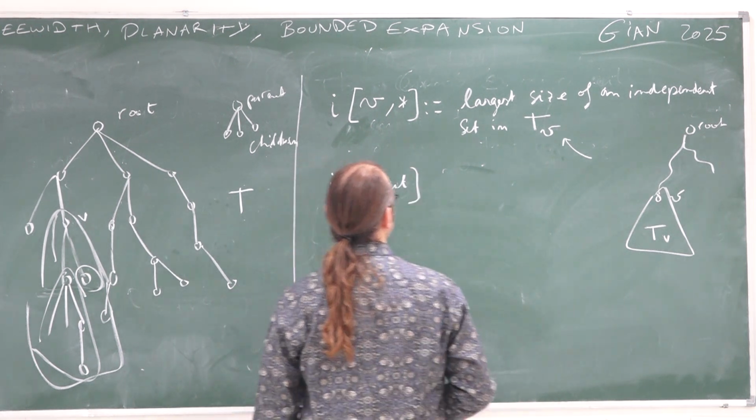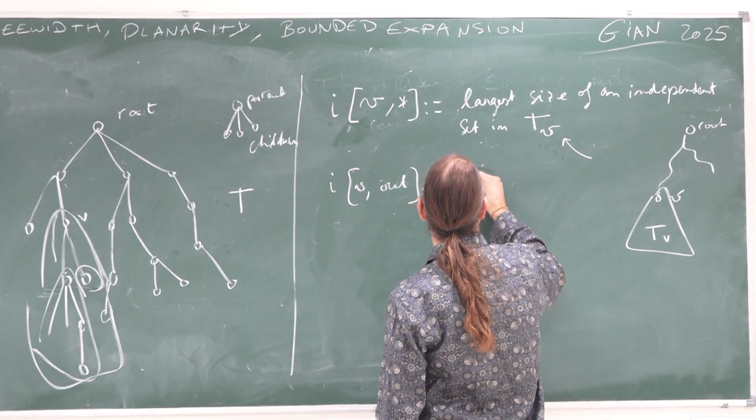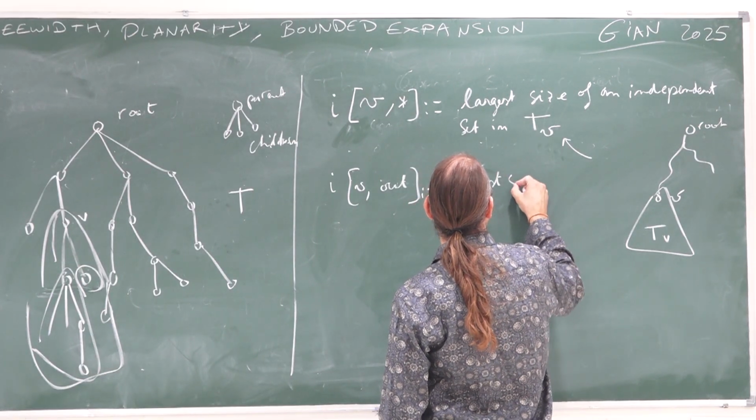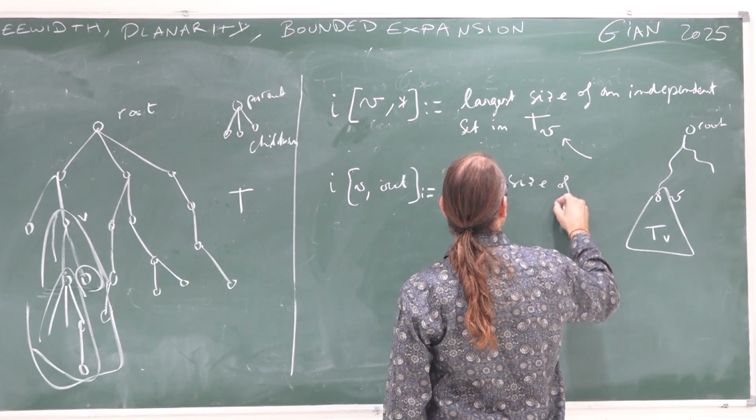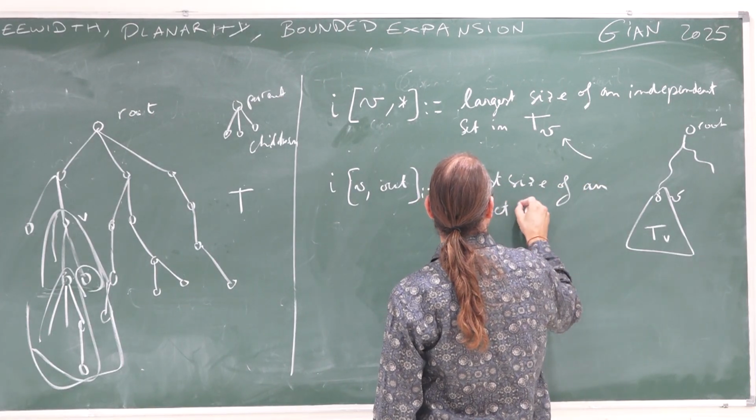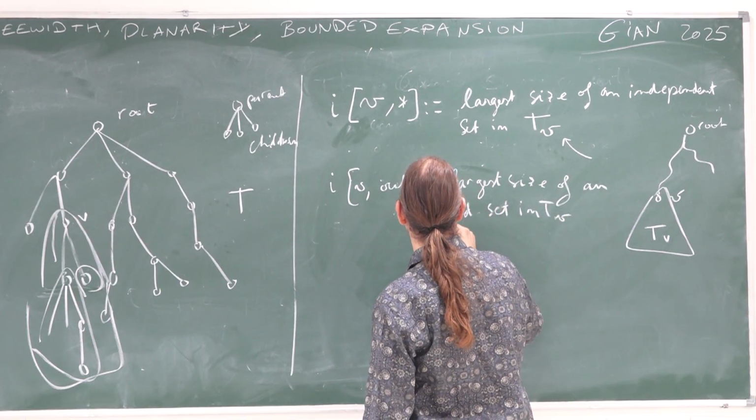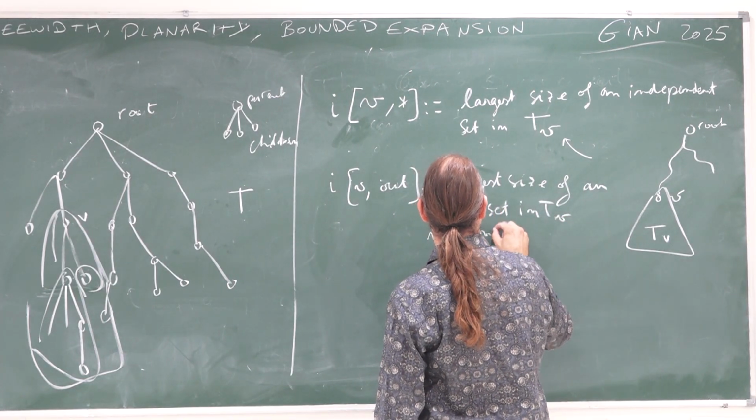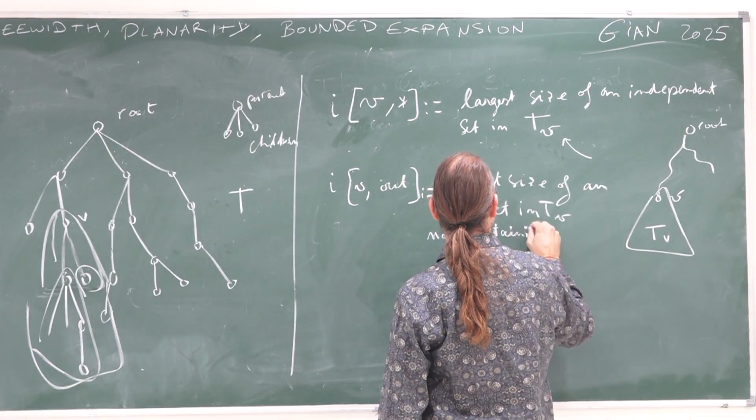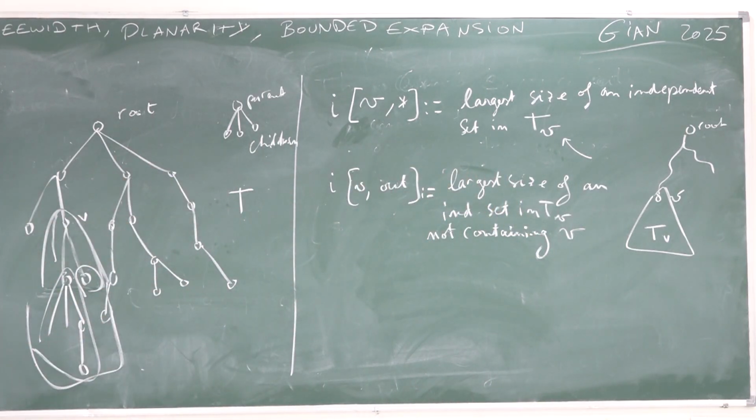So the second function I'm doing is, let's say, out. I'm being very precise to be very clear. So this is the largest size of an independent set in TV not containing V. Okay. These are my two functions.